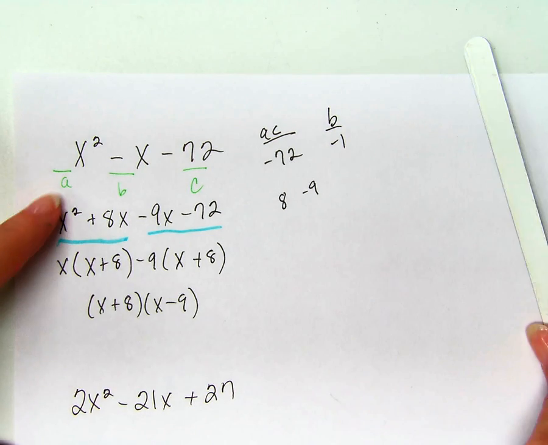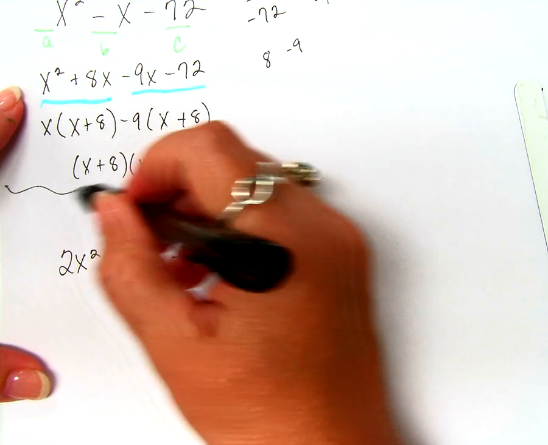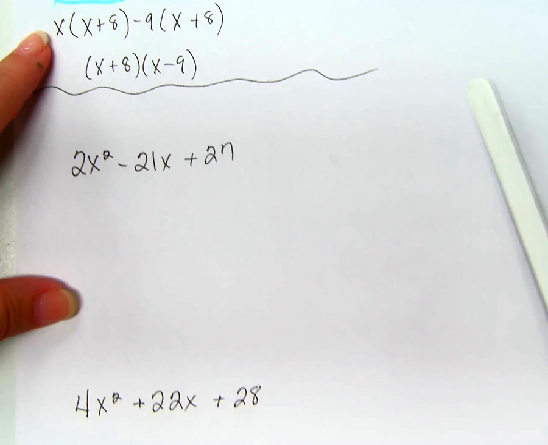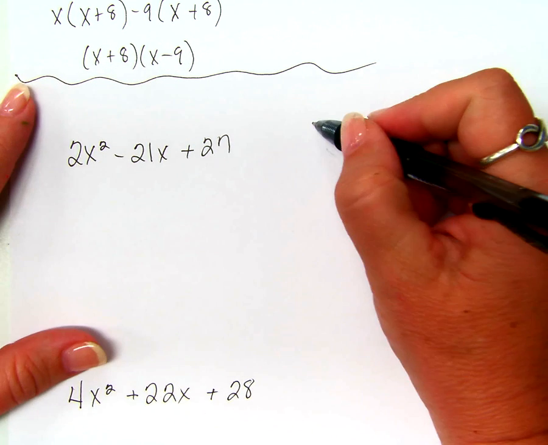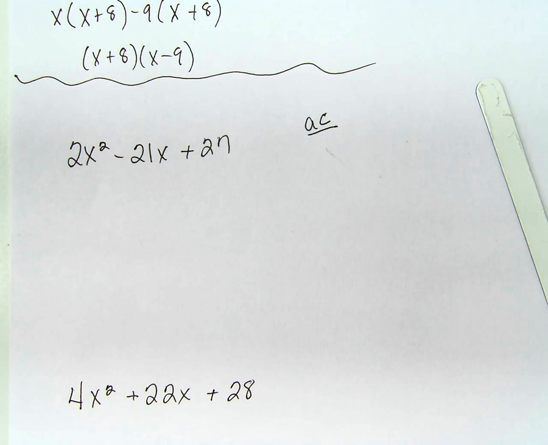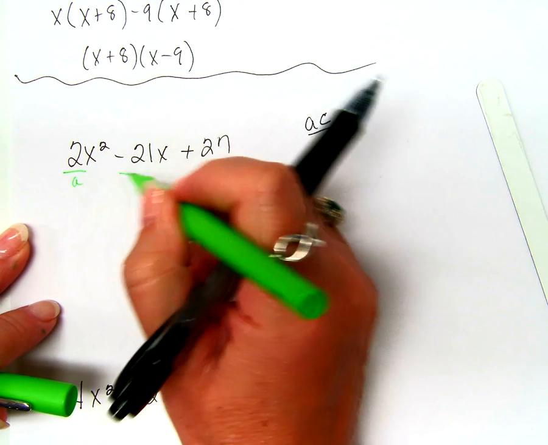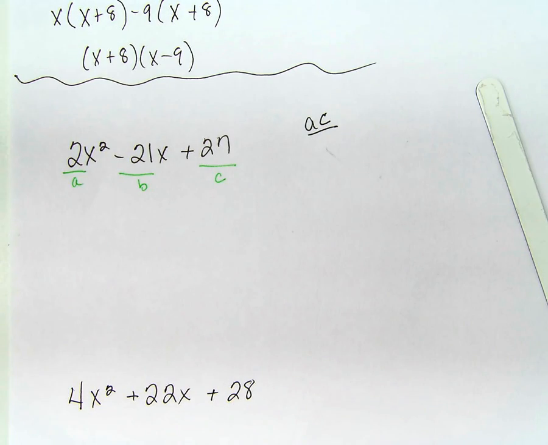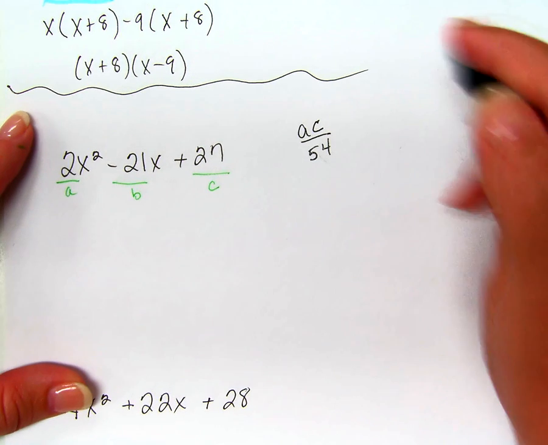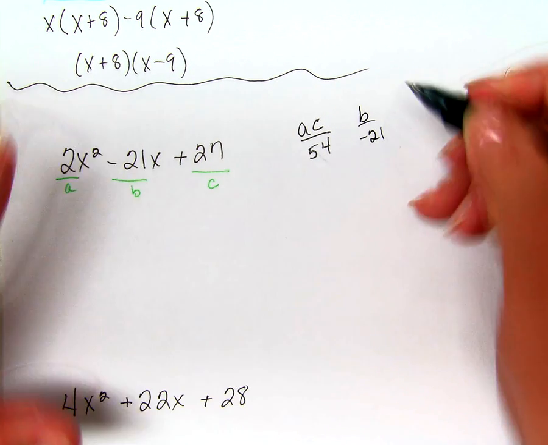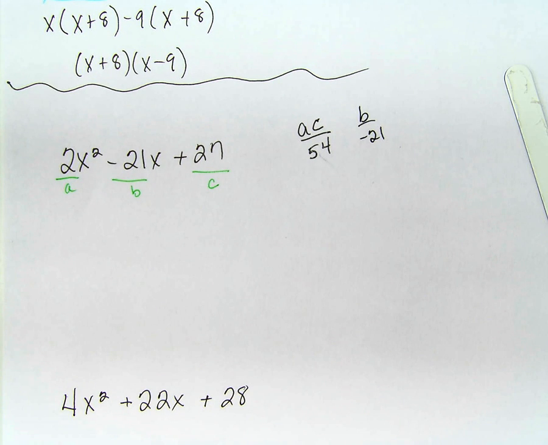So what if A is not 1? Guess what? You don't do it any different. If A is not 1, we still find AC. We still have to identify A, B, and C. In this problem, what is AC? 54. And what's B? Negative 21. So basically, the only way that this is actually quote-unquote harder is that we have bigger numbers to deal with, right?